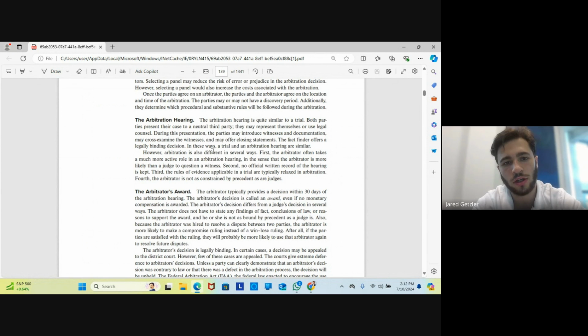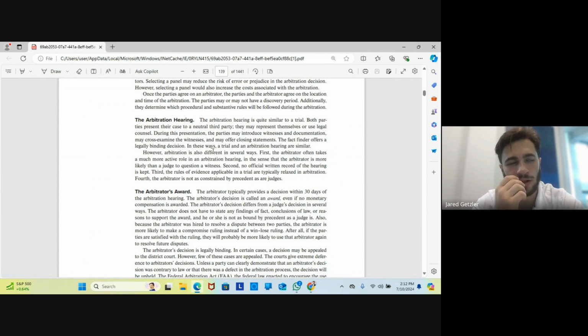In mediation, they can't do that. They can't get to a legally binding decision. So that's one of the differences. So a trial and arbitration hearing are going to be similar. But the difference between a trial and arbitration is that the arbitrator is going to take more of an active role in the hearing. So the arbitrator is more likely than a judge to question a witness.